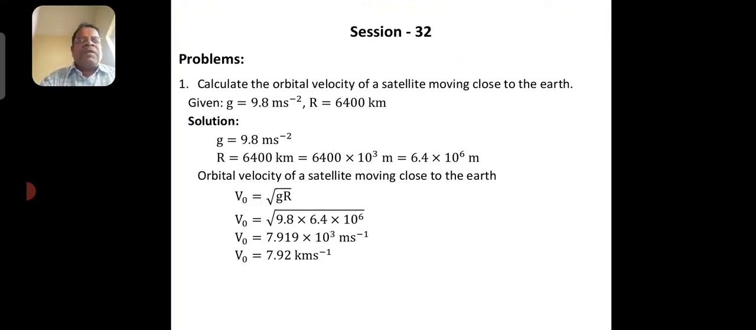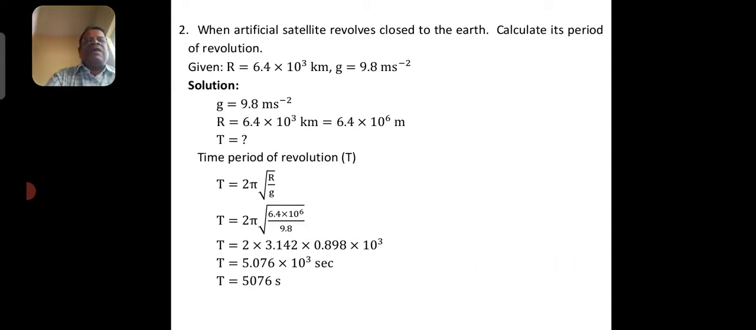Therefore, orbital velocity of a satellite moving close to the Earth V0 equals root gr. After substituting the value of g and r, we get the orbital velocity 7.92 km per second. Go through the second problem. When an artificial satellite revolves close to the Earth, calculate its period of revolution. Given radius of the Earth 6.4 into 10 to the power 3 km, g equals 9.8 meters per second square.